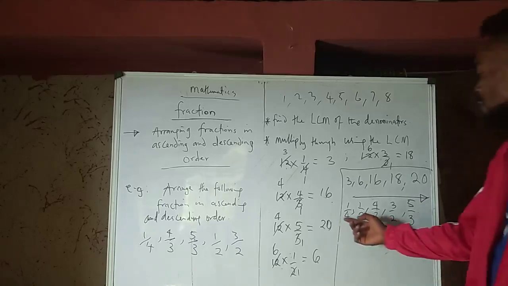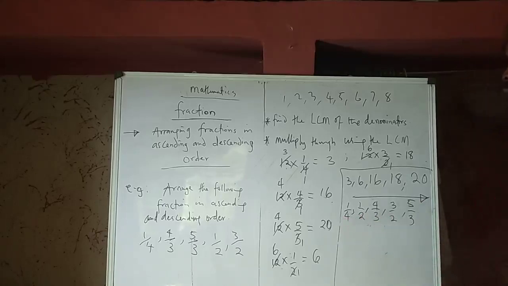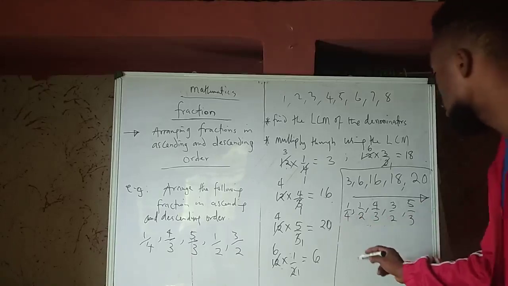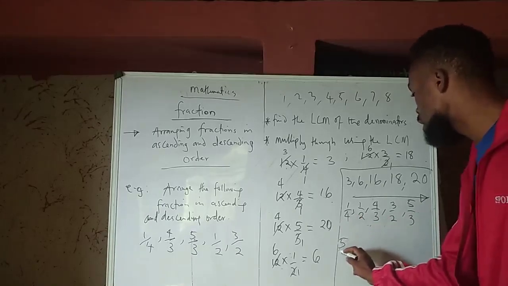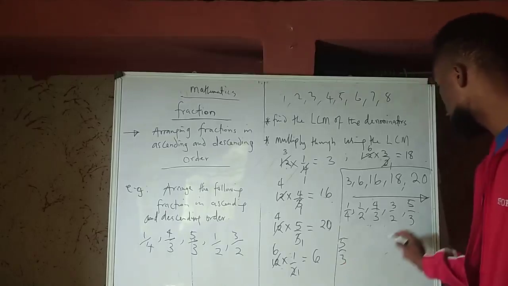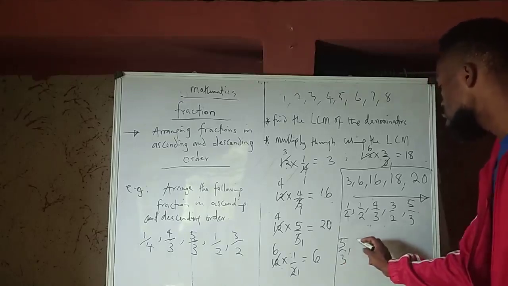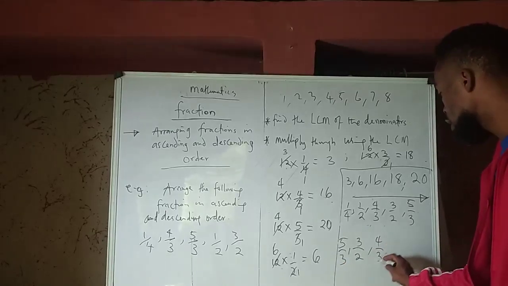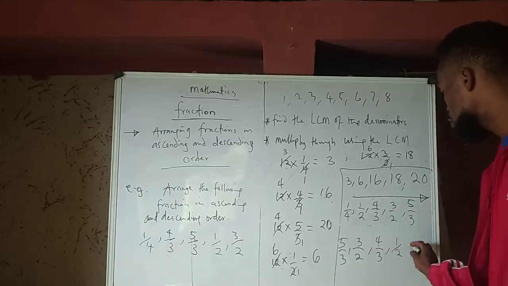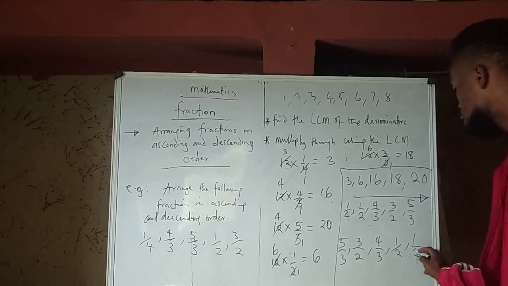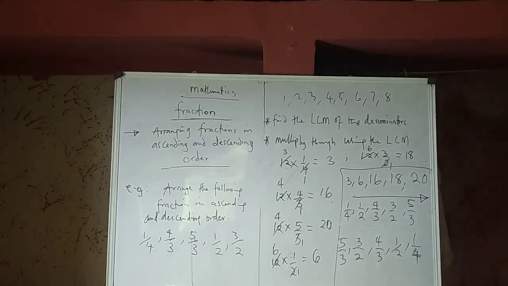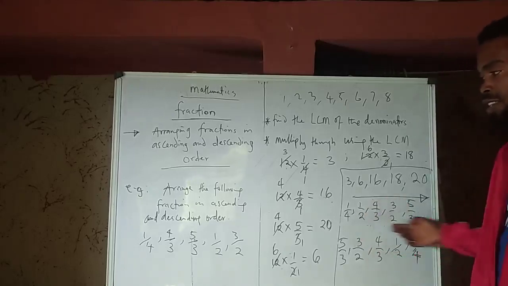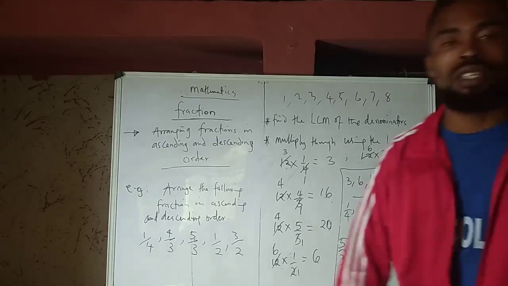Alright, you see these fractions are now in ascending order. If you want to arrange them in descending order, of course, it's going to be the other way around. So from the biggest to the smallest: 5 over 3, 3 over 2, 4 over 3, 1 over 2, and 1 over 4. So these are the fractions in ascending and descending order. It's that simple.